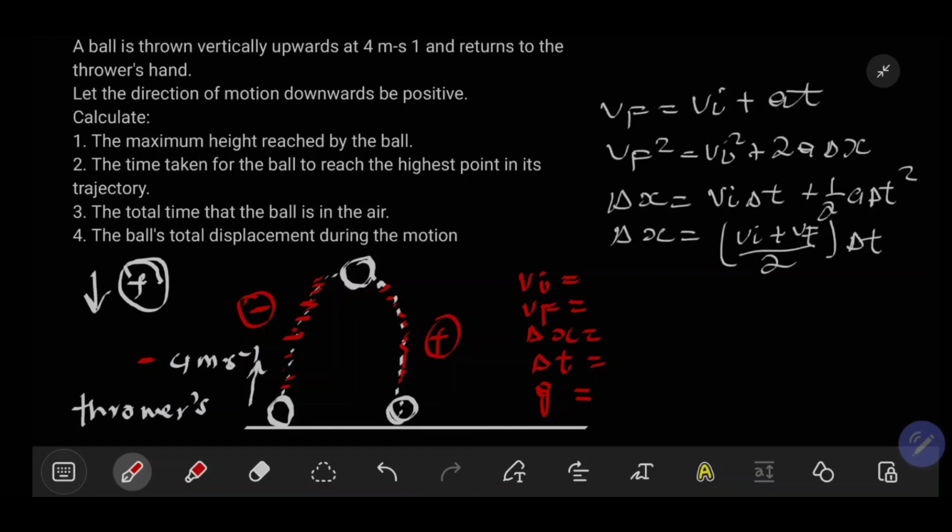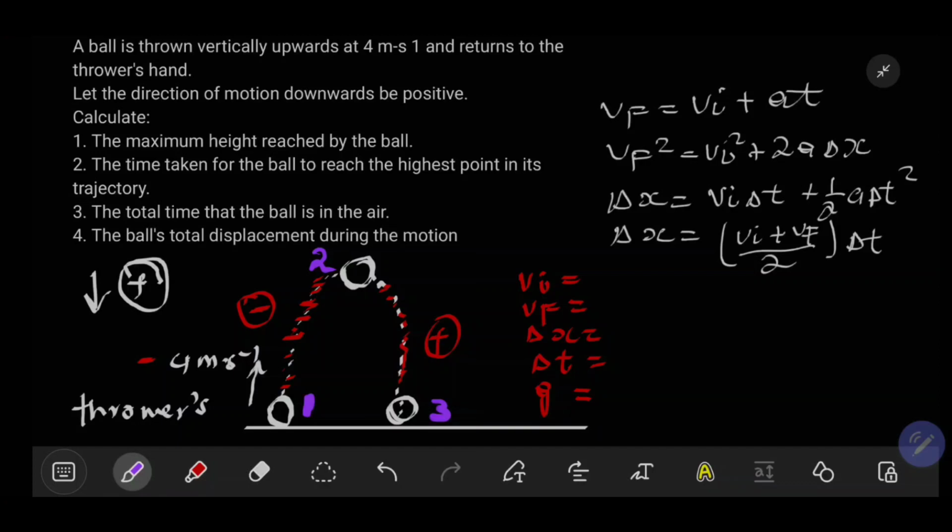So allow me to do this. This was point one of our motion of the ball, and then now the ball reached the top, the maximum height, or our apex, as we can say. And then the third position of the ball was when it returned to the thrower's hand. So this was position one. Position two is the maximum height, and position three is when the ball returned to the thrower's hand.